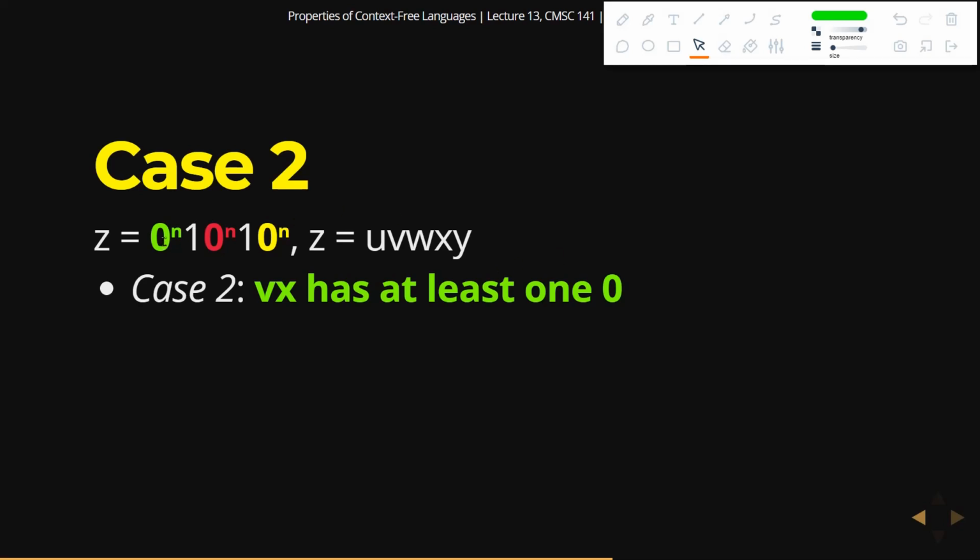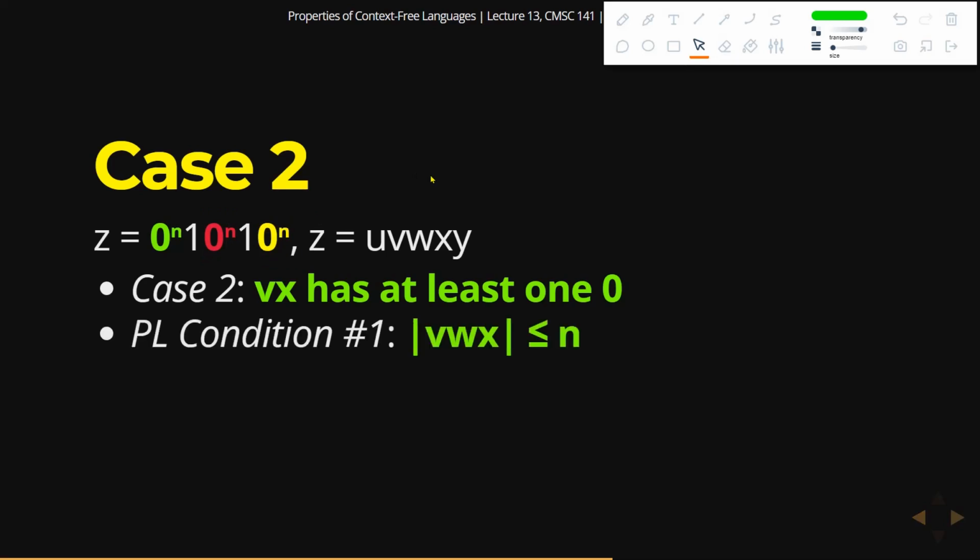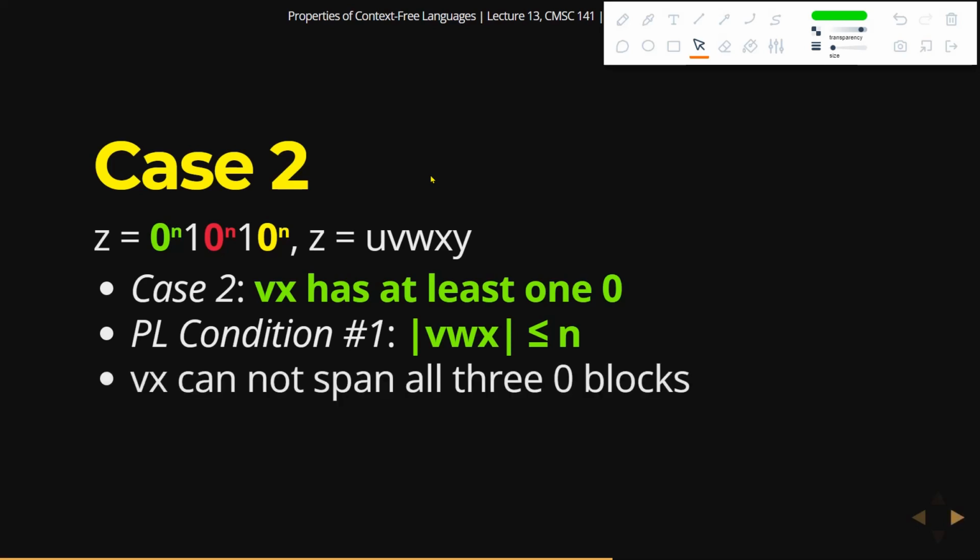it could take it either from the green zeros, from the red zeros, or from the yellow zeros, right? And remember that vwx cannot exceed the length of n. So vx cannot span all 3 blocks. Why is that? Well, okay.